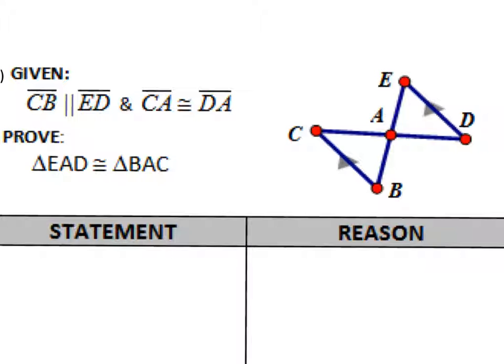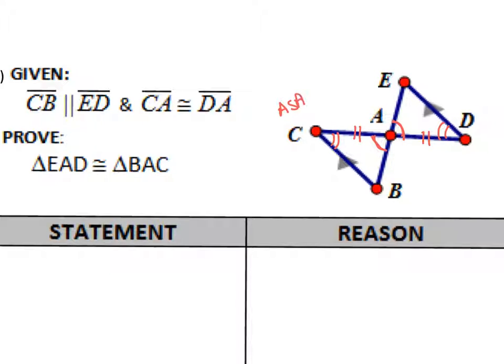In this problem, we're trying to prove the two triangles are congruent. So we're given CB is parallel to ED. So that's already marked. And CA is congruent to DA. So let me mark that, that CA is congruent to DA. And I could mark my vertical angles. And because I have parallel lines, I also have alternate interior angles. So those are right here. So I could also prove that these triangles are congruent, in this case by angle, side, angle. There's different ways of doing it. It is possible to do it with angle, angle, side, but here's one way.